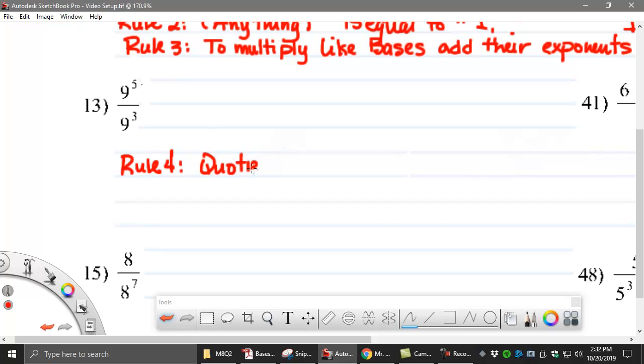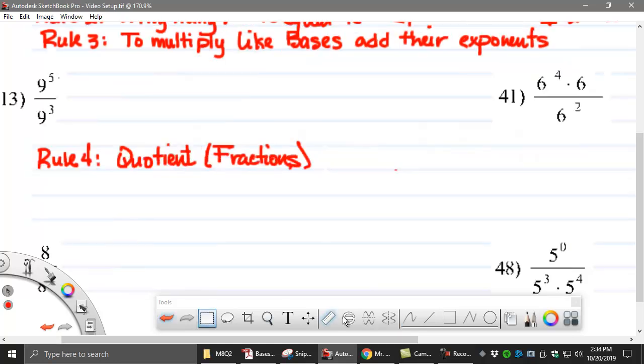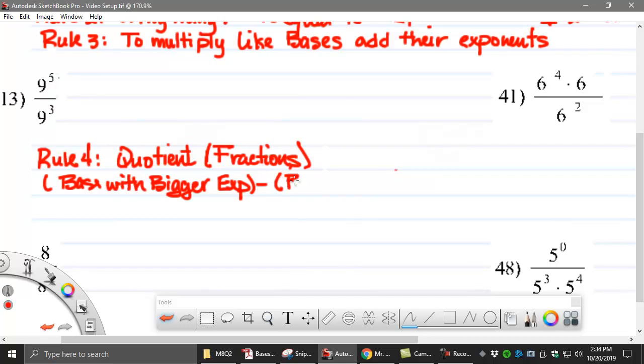The next most important rule that you'll learn how to use is what we call the quotient rule. The quotient rule really has to do with division, and the type of problems that we're going to be doing look like fractions, and some of them will look pretty bizarre here in just a minute. But the idea is this: you're going to have 2 bases. The base with the bigger exponent is going to subtract the base with the smaller exponent. We're really not subtracting the bases, we're looking at their exponents.